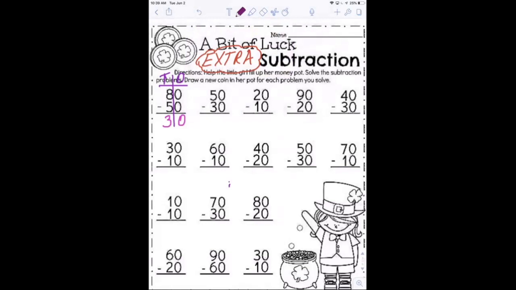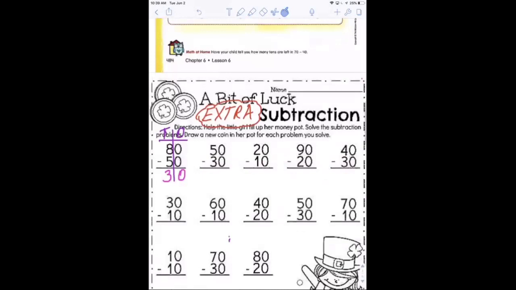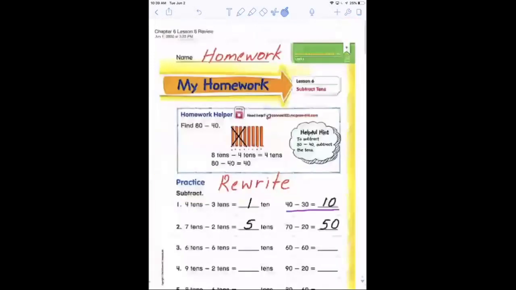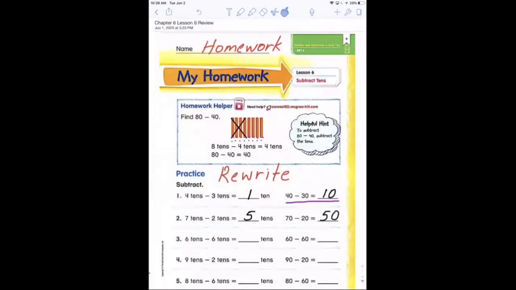Okay, so your homework is the other 2 pages. Okay, this one and this one. Okay, and I will be posting everything right now in Class Dojo.